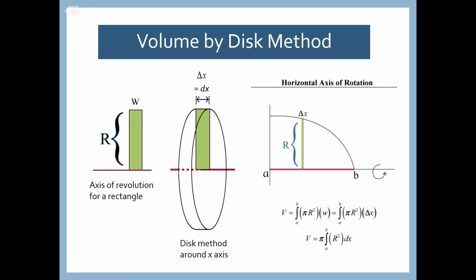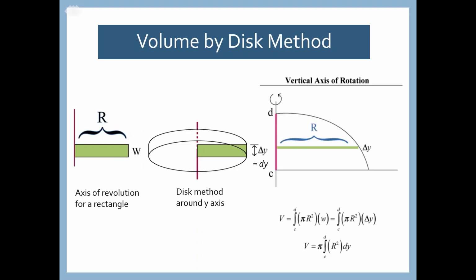Thus, to find the volume of a solid of revolution which contains multiple discs about the x-axis, we need to integrate pi r squared with respect to x over the given interval. Consequently, to find the volume of a solid of revolution about the y-axis, we need to integrate pi r squared with respect to y over the given interval CD.